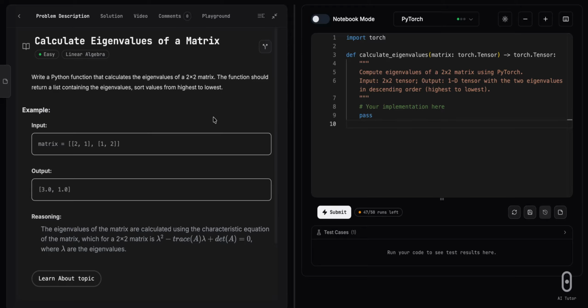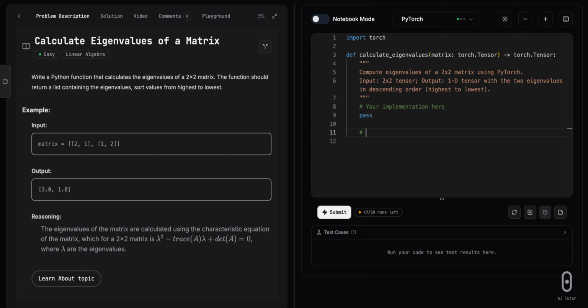Okay, so today we'll be solving this: calculate eigenvalues of a matrix. So let's read the question. Write a Python function that calculates the eigenvalues of a 2 cross 2 matrix. The function should return a list containing the eigenvalues and sort the values from highest to lowest.